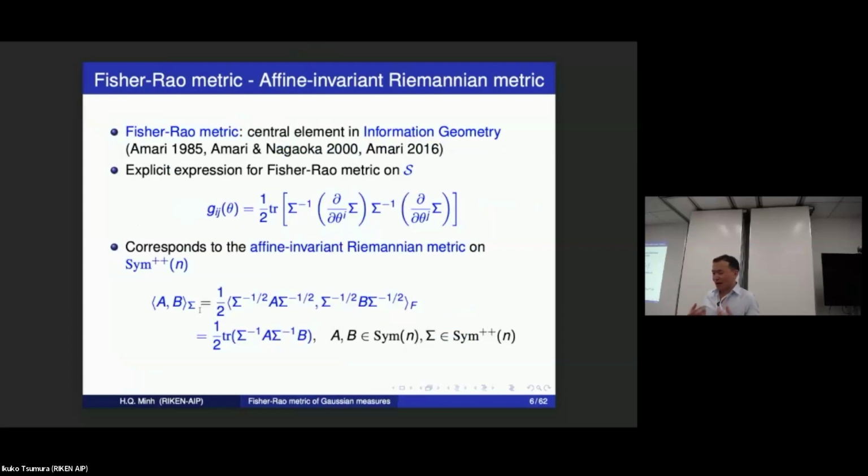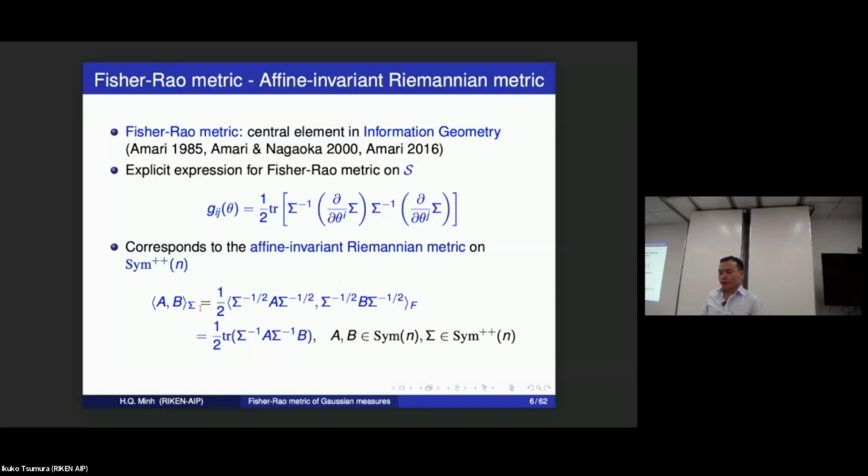Professor Amari has not arrived yet, but anyway, in the Gaussian setting, we have an explicit expression for the Fisher-Rao metric. It's given by this formula here. Since we have the one-to-one correspondence between the set of SPD matrices and the set of Gaussian densities on Rn, we have the corresponding Riemannian metric on the set of SPD matrices. It's called the affine invariant Riemannian metric. It's given by this formula here.